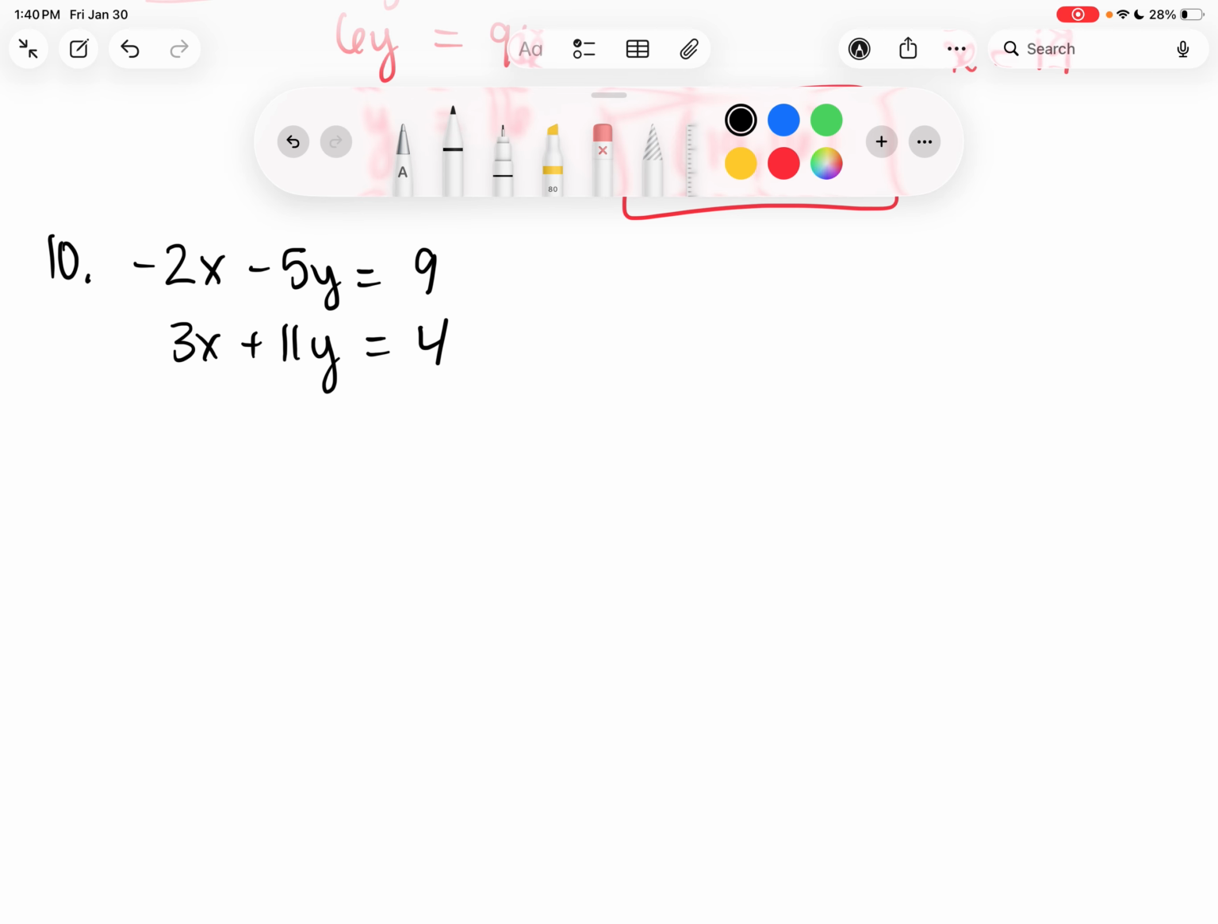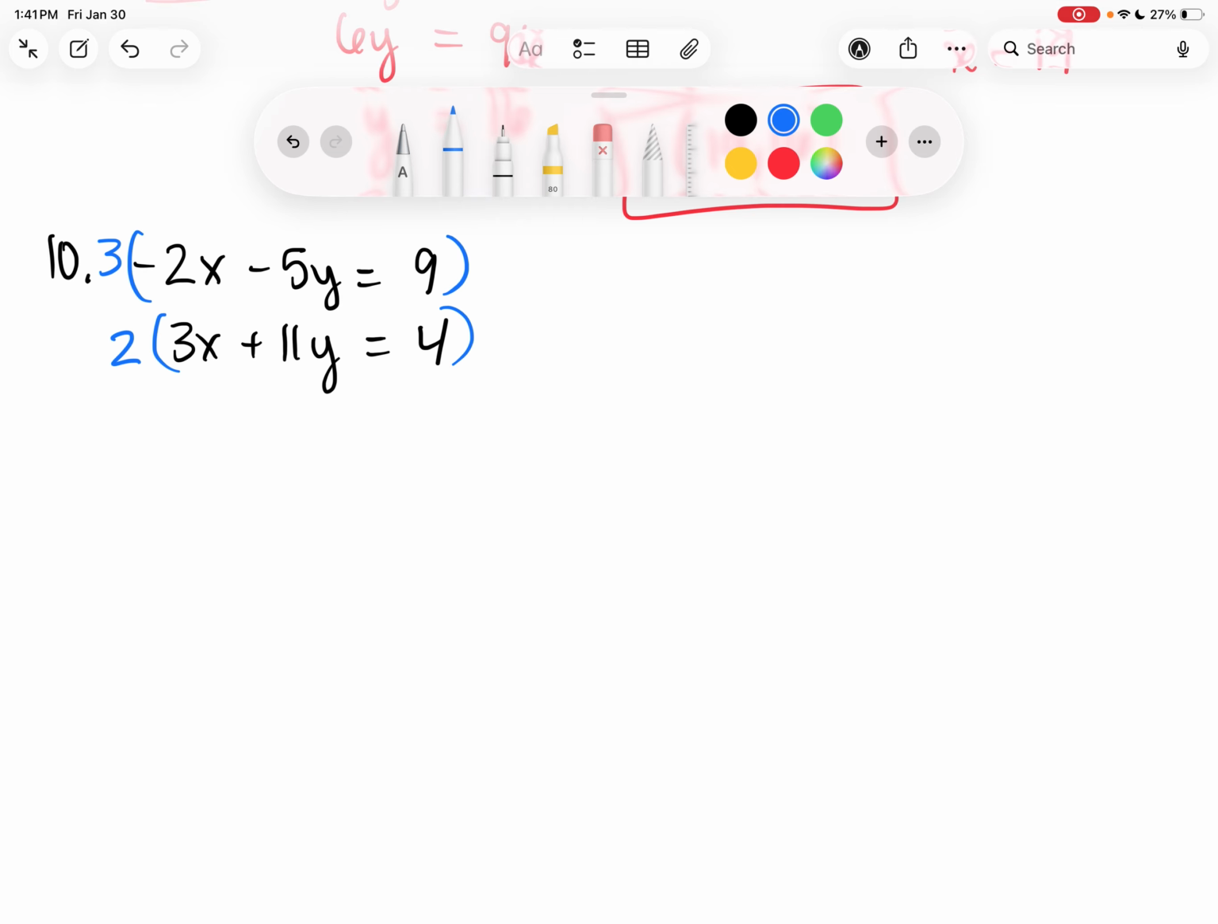Now, if you want to do x, we can do what Drew said and multiply the top by 3 and the bottom by 2, because notice they have opposite signs. If they didn't have opposite signs, we would need to multiply one of them by a negative number. We also could have done the y's, and we could have multiplied the top equation by 11 and the bottom by 5, and that would have worked as well, but that's just bigger numbers. So I usually try to stick to whatever numbers are smaller. So top equation by 3, bottom equation by 2.